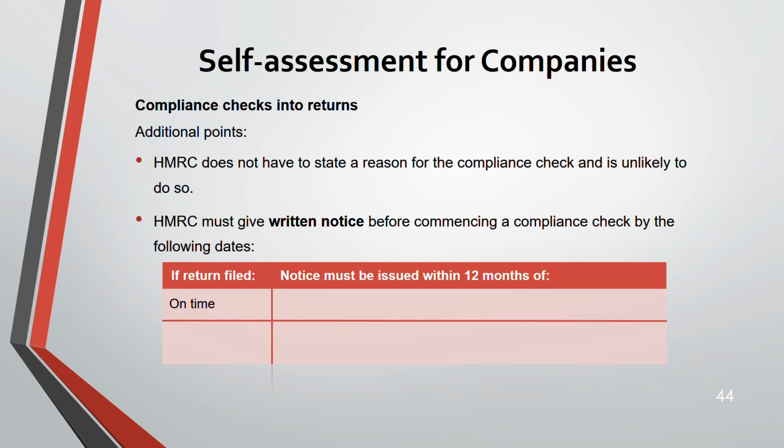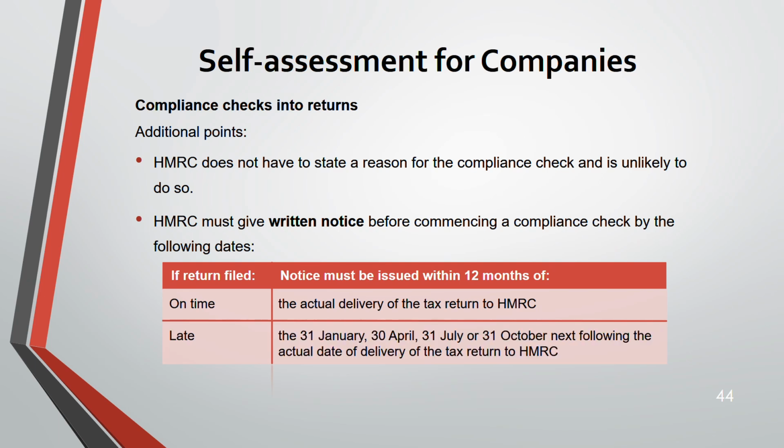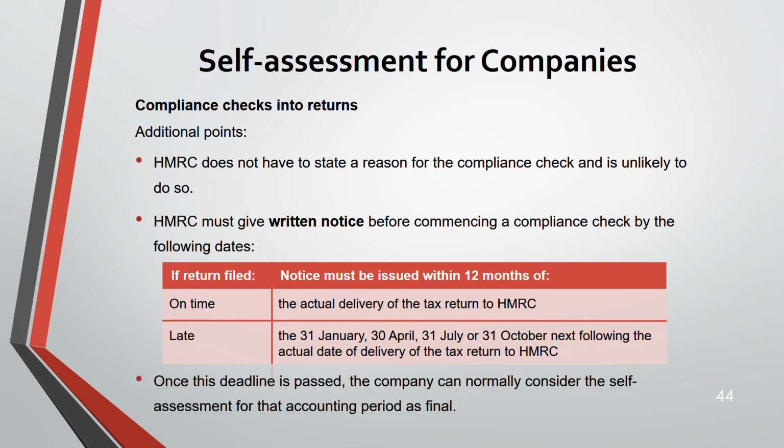If the return is filed on time, the notice must be issued within 12 months of the actual delivery of the tax return to HMRC. If the return is filed late, these are the dates. The notice must be issued within 12 months of 31st Jan, 30th April, 31st July or 31st October next following the actual date of delivery of the tax return to HMRC. Once this deadline is passed, the company can normally consider their self-assessment for the accounting period as final. Remember, it's not forever. There's a deadline till when HMRC can do the assessment. After that, your self-assessment is taken as final.